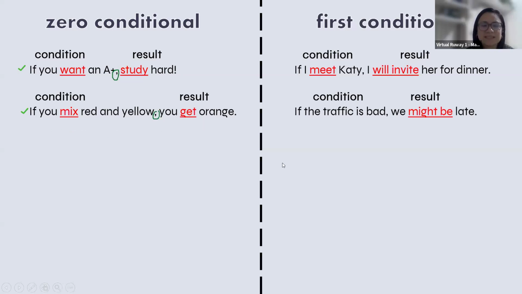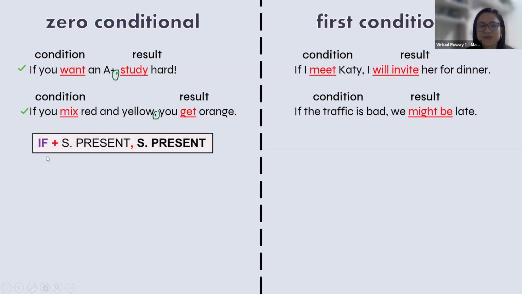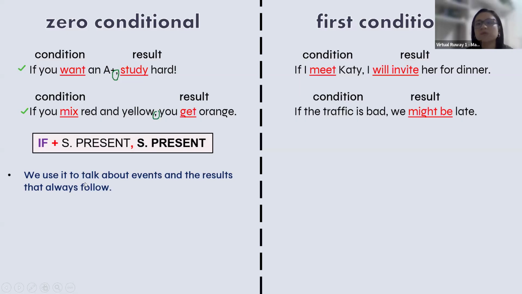Good. So let's see here. The structure, remember, is if plus simple present, and simple present in the result. It can be the opposite, puede también ser opuesto, comenzar con un resultado. We used the zero conditional to talk about events and the results that always follow. Remember, si yo voy a mencionar una condición, un evento, una situación, el resultado es algo que siempre va a suceder, que no varía, que siempre es lo mismo, es una verdad.